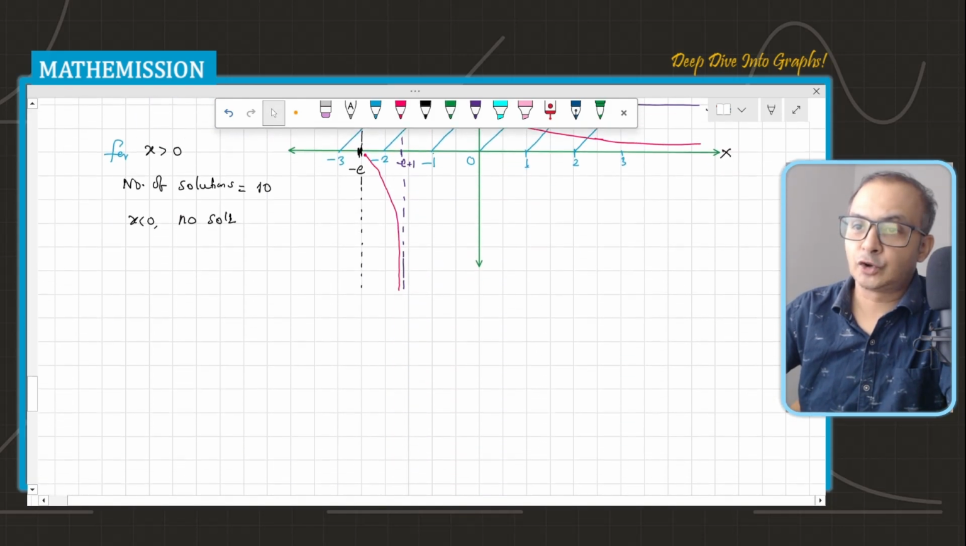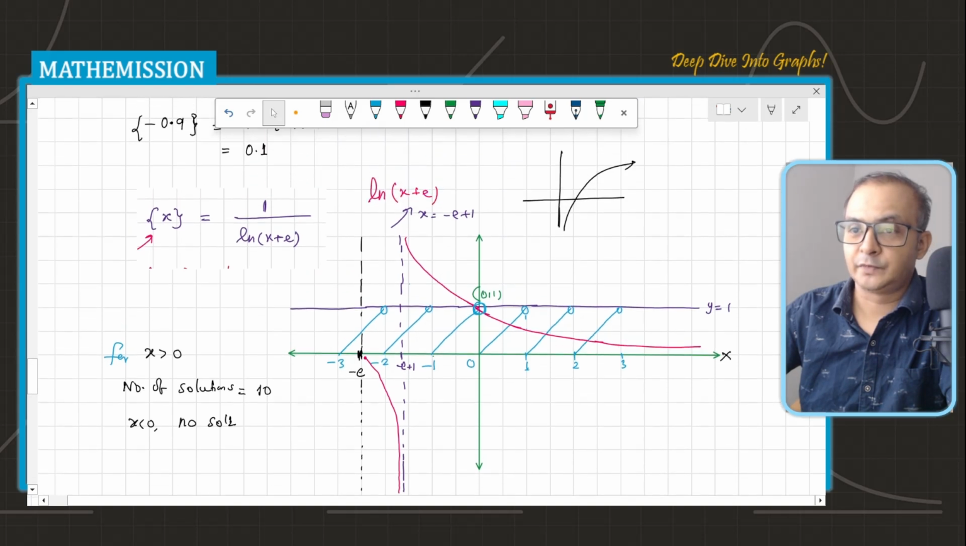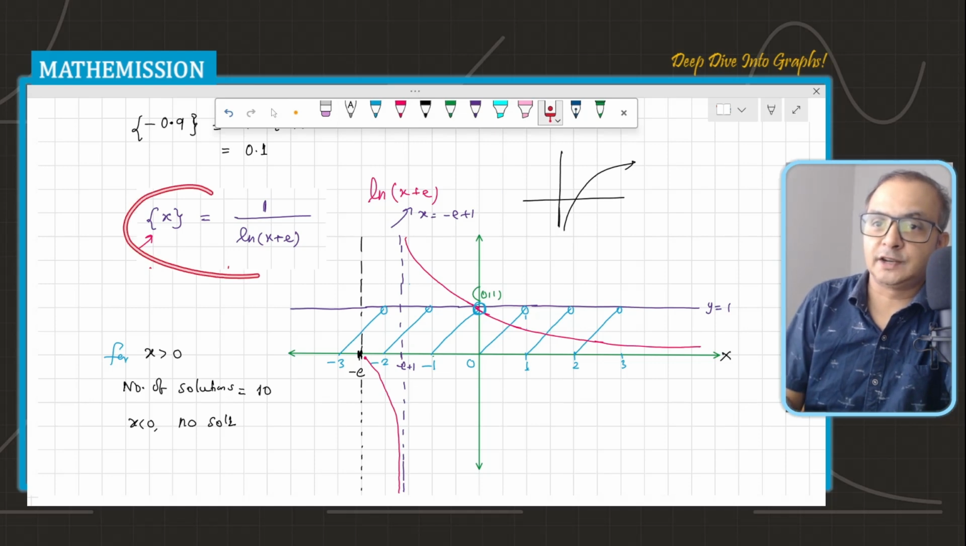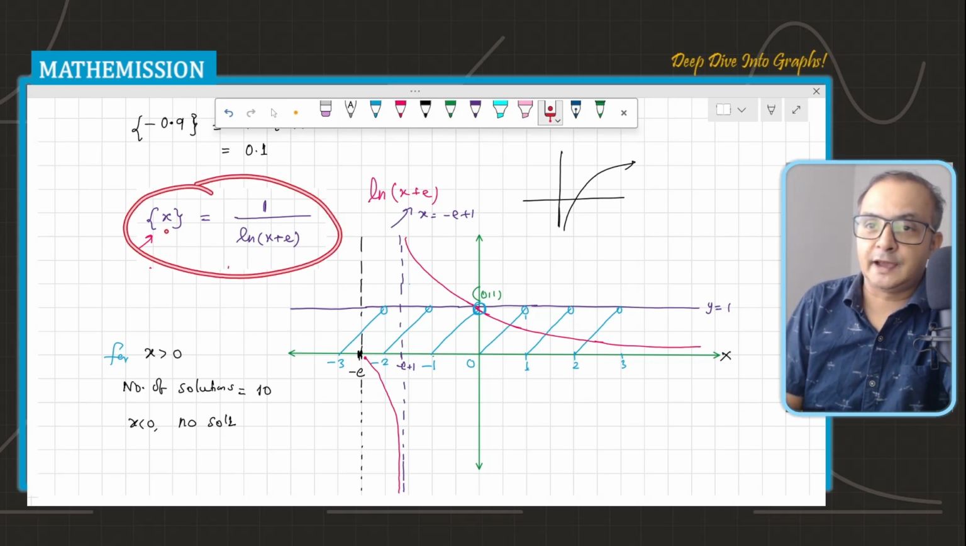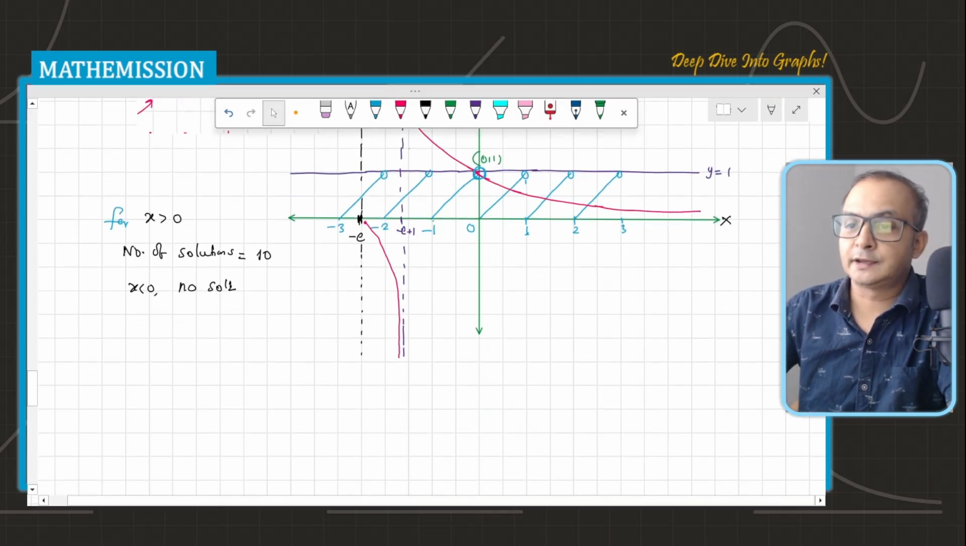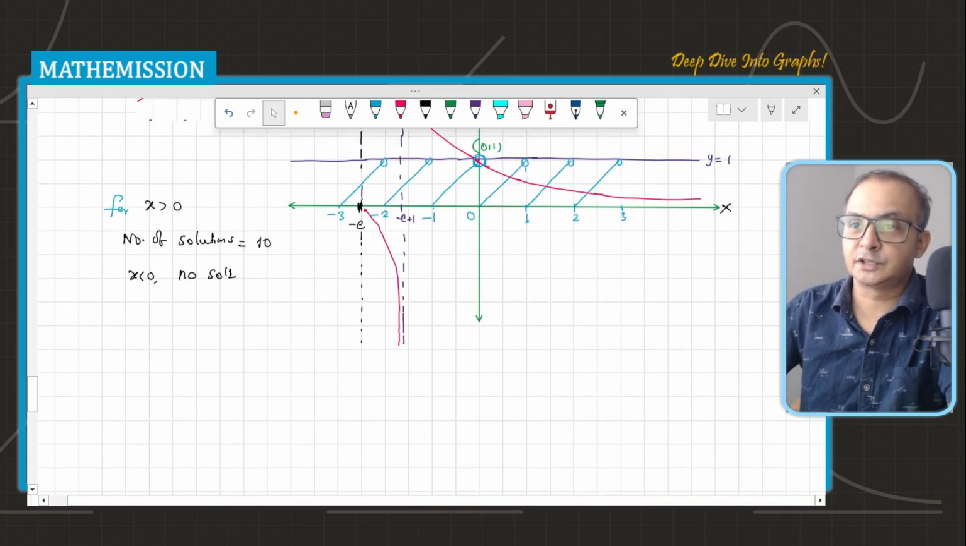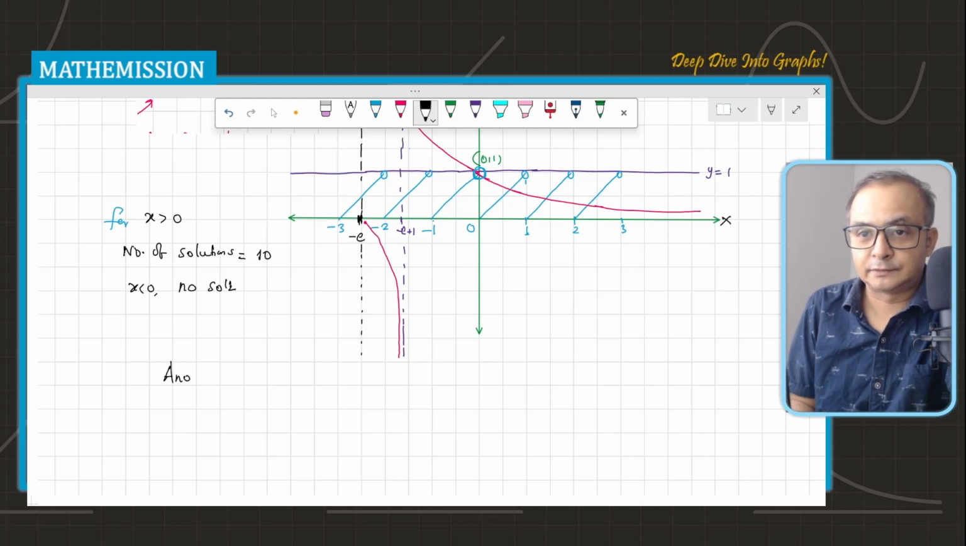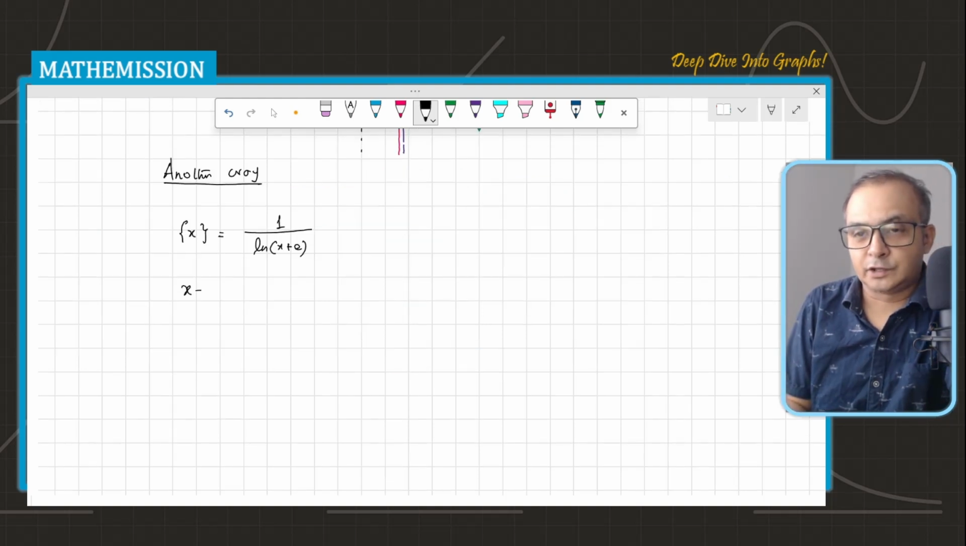There is another way to draw this graph. We have already drawn the graph of this function: fraction part of x is equal to 1 by log of x plus e. There's another way to think about this entire thing. Let me just give you the idea. Let me write another way. In fact, I'm writing the original question as x minus greatest integer equals 1 by ln of x plus e.